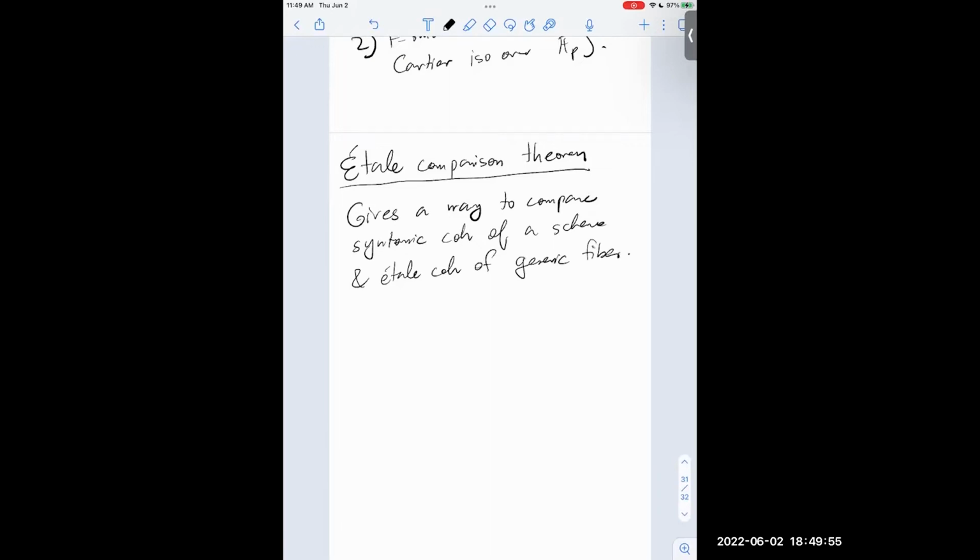So let me formulate it now. So recall first that Z_p(1)(X) is exactly, well, you take the étale cohomology of X with coefficients in G_m, shifted by -1 and p-completed.